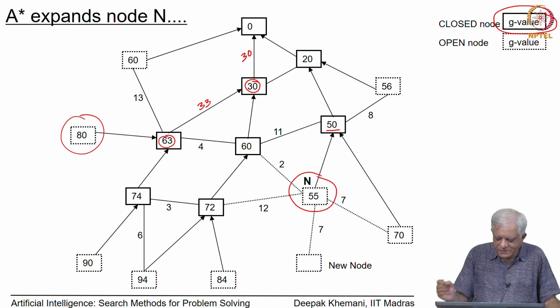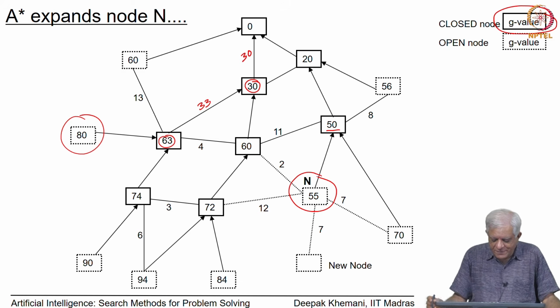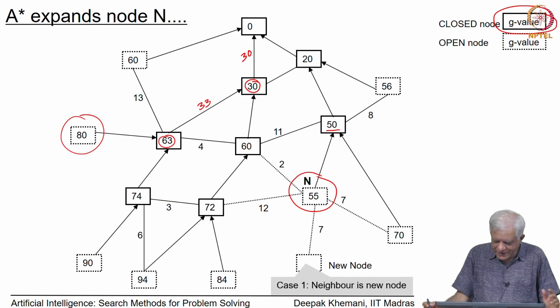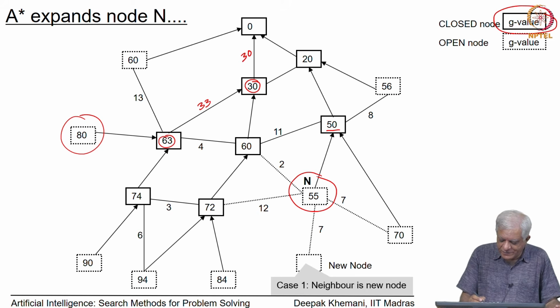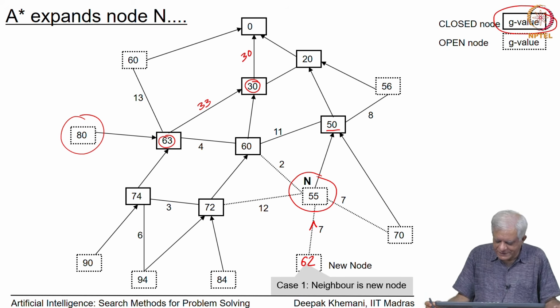So, there of course, we will not be doing much. But of the other 4 neighbors, there are these 3 cases that we talked about. Case 1 is when it is a new node, it was not there on the graph at all. So, we simply compute its g value. What will it be? The g value would be 55 plus 7, which is 62, and we would put a parent pointer to this and say okay, we have added it to the graph.